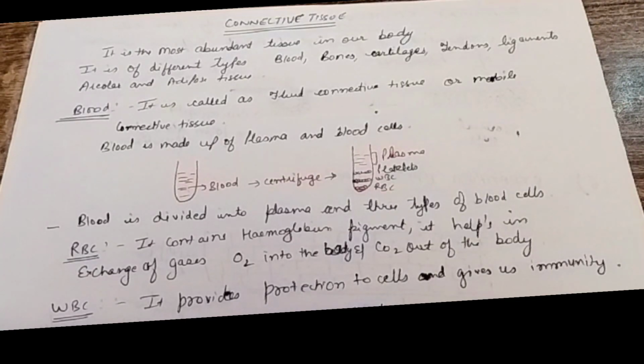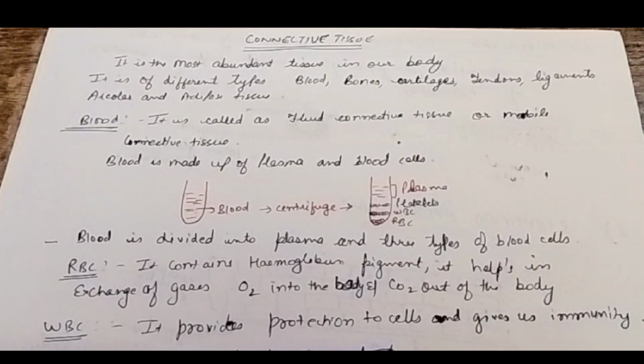Connective tissue is the most abundant type of tissue in our body, present in different forms: blood, bone, cartilages, tendon, ligament, areolar and adipose tissue. When we talk about blood, it is a fluid connective tissue or mobile connective tissue because it circulates in our body. Blood, when separated, is divided into four components: plasma, which is a liquid component, and platelets, WBC and RBC, which are the cells. The role of blood is directly proportional to the role of the cells which are found in the blood.